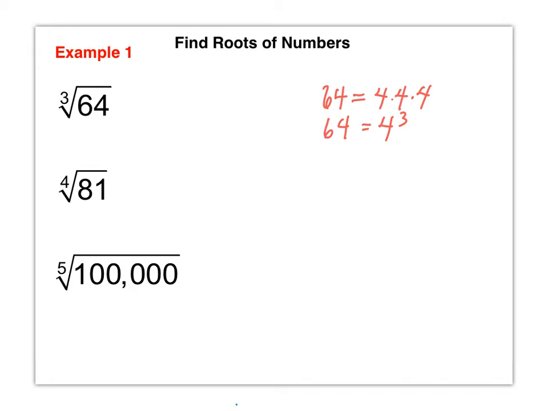So when simplifying the radical, the cube root of 64, with an index of 3, we're searching for the number raised to the third power that equals 64. So our answer is 4.